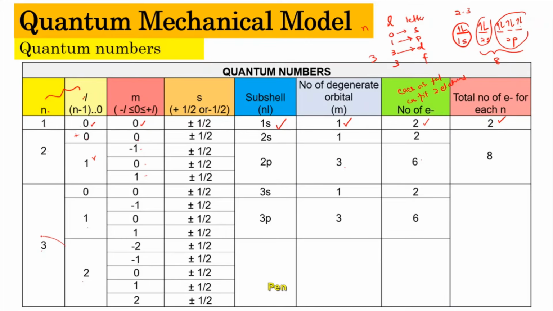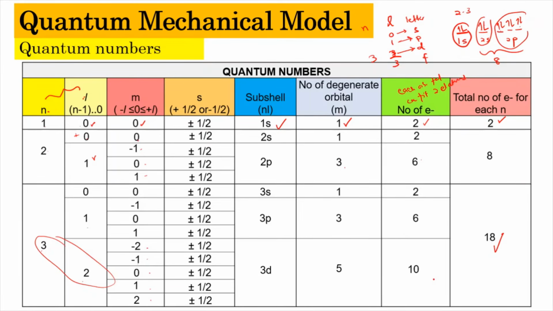Okay, this region here, n is 3, sorry, n is 3, l is 2, then it's going to become 3d, alright? And then the number of degenerate orbitals will depend on the number of m values. So we're going to have 1, 2, 3, 4, 5, so we're going to have 5 orbitals. As a result, we're going to have 10 electrons in total. So the number of electrons in total for the principal quantum number of 3 will be 18.